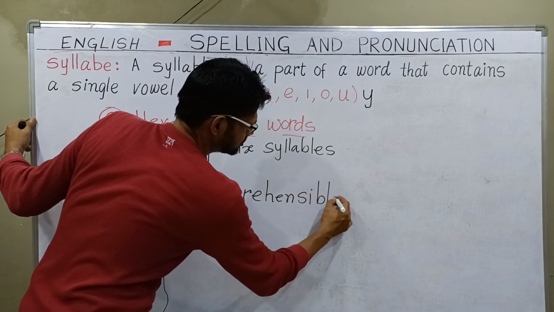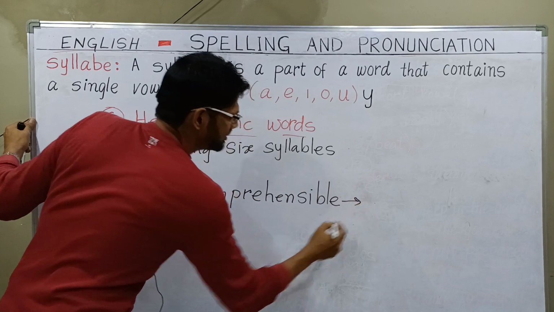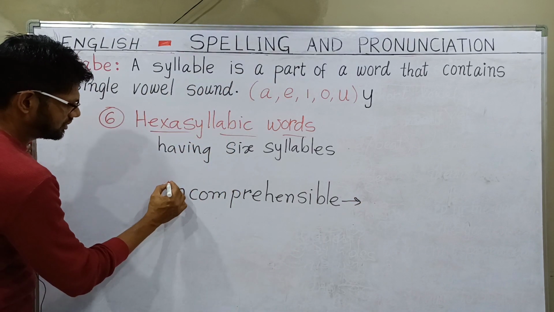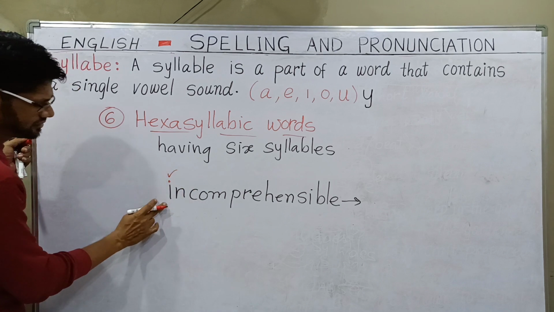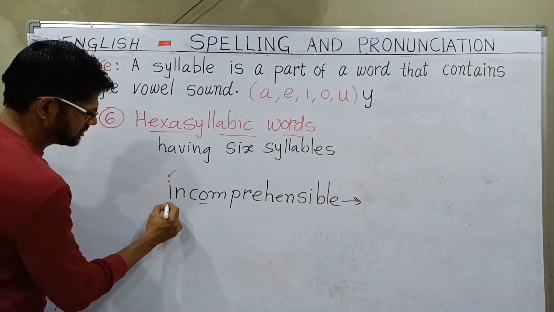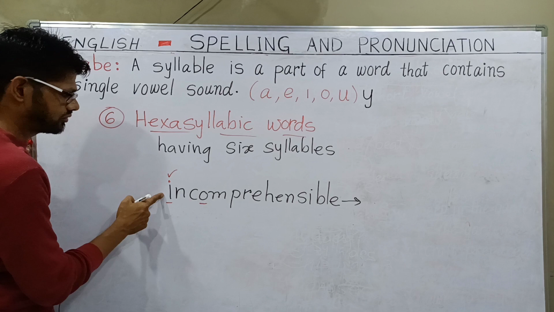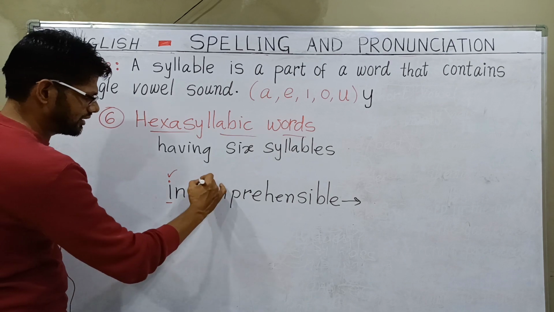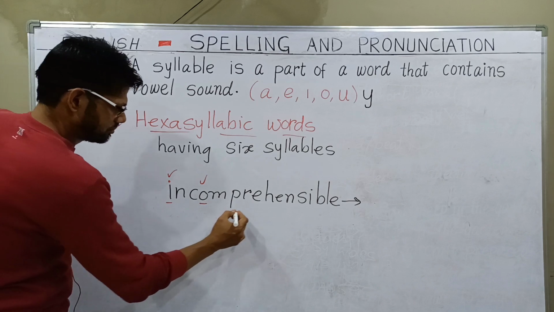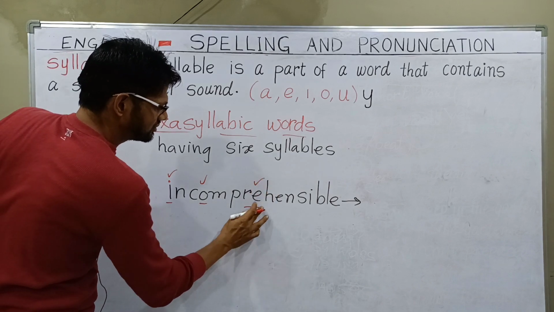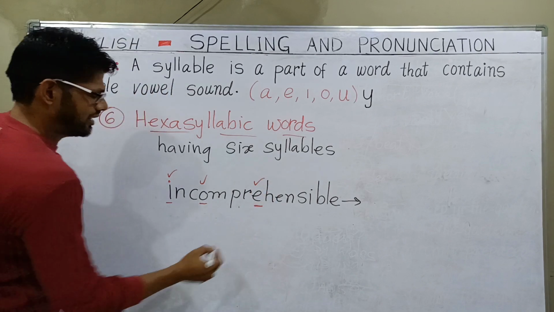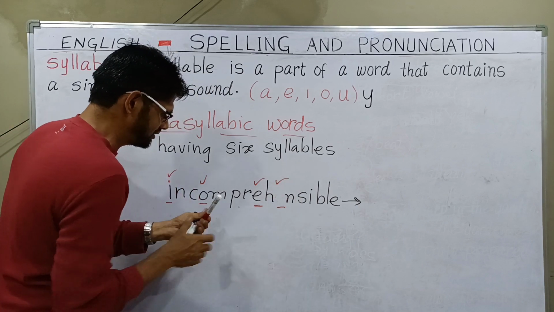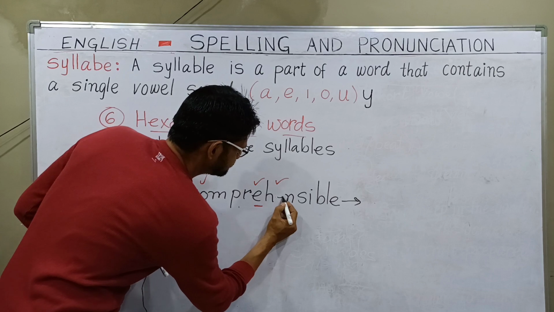If I write the word incomprehensible, let me count how many beats are there. Counting is very easy. By clapping also we can count. The first letter is I. It is giving a vowel sound, so one beat. Another one, here we have E, third one. Then here E also, one more E. So I will write it once again, it should be clear.